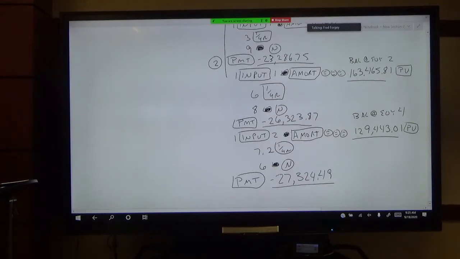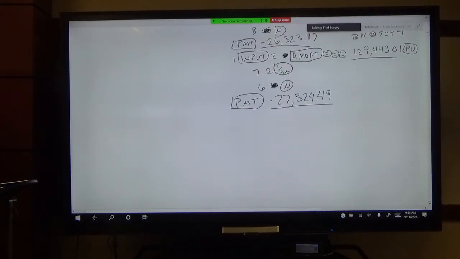$27,324.49, and then here, just to check things out, we don't have to do this, but I'm just going to go ahead and do it. 1 input, 6 shift, amortize, equal, equal, equal, and we get 0, which is what we should get.